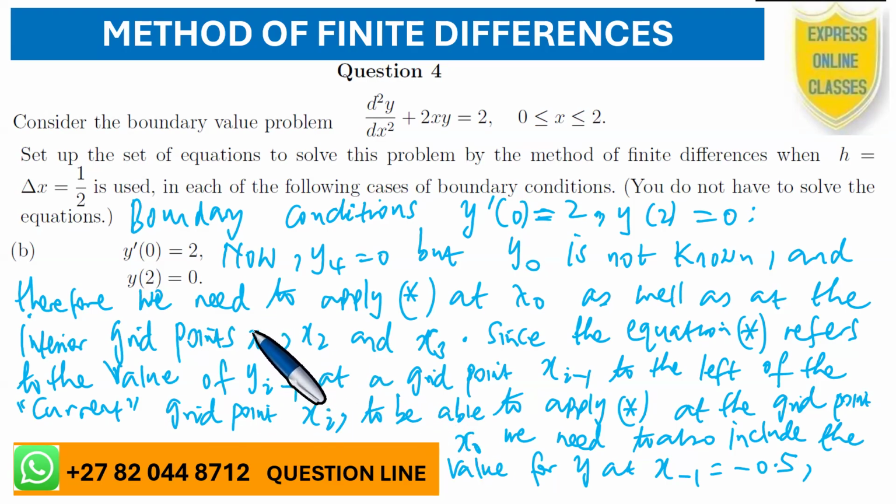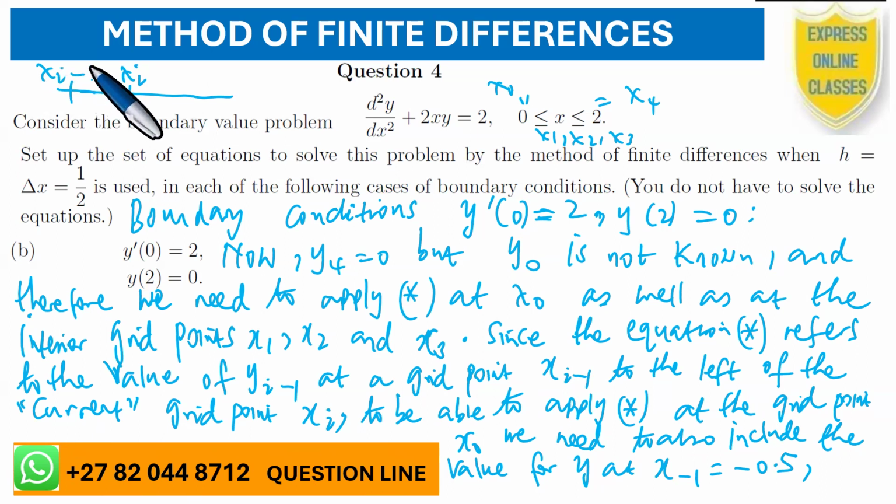The interior grid points are, as we said already, the interior ones. If you say x0 is this one, then x4 is this, and x1, x2, x3 are what we call the interior grid points within this interval. Since the equation star refers to the value of y sub i minus 1 at the grid point x subscript i minus 1, to the left of the current grid point, if the grid point is xi, then xi minus 1 is to the left in terms of its position.